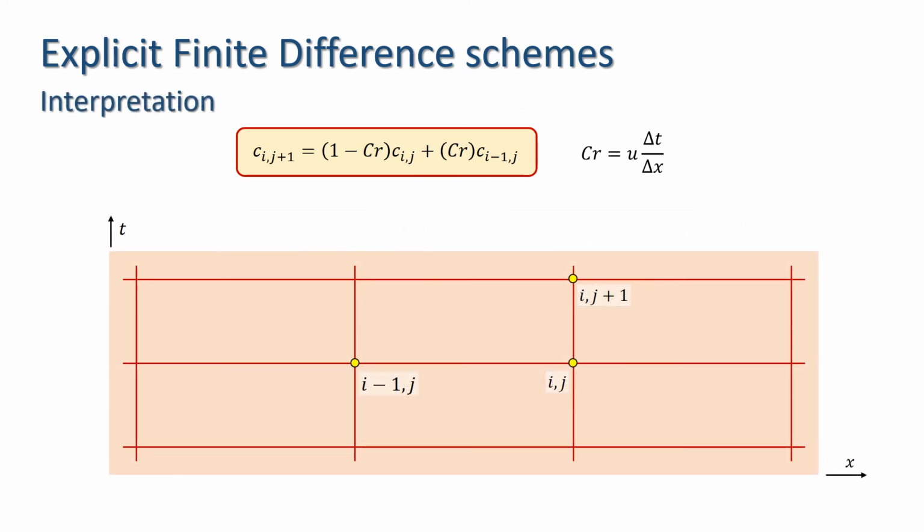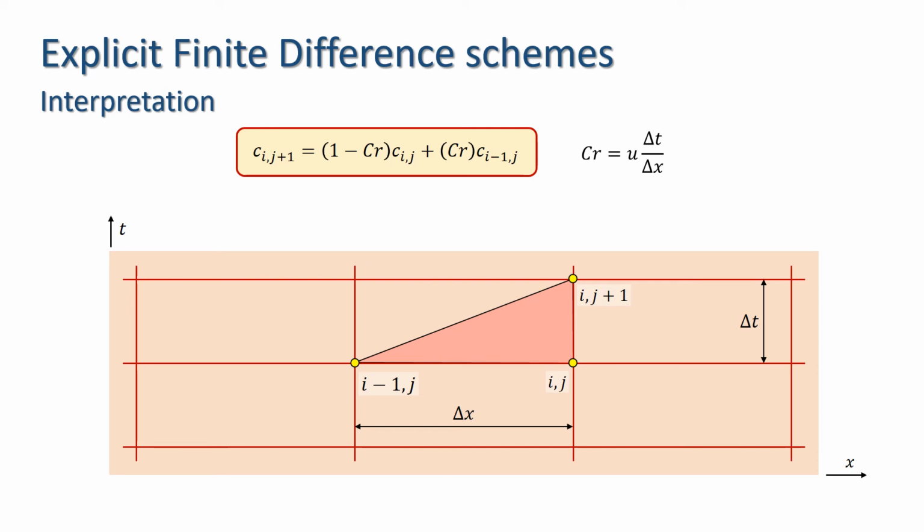The sensitivity of the solution to the Courant number is an important subject which will be explored in more depth elsewhere. But before I conclude, I'll discuss briefly the relationship between the domain of dependence of the scheme and the characteristics. Here we see again the points on the grid involved in calculating C at node i and time step j+1. As we discussed before, we have a triangular domain of dependence, which is the darker shade in the diagram.